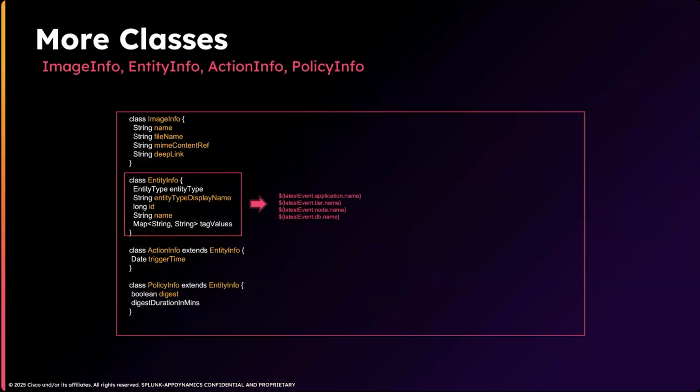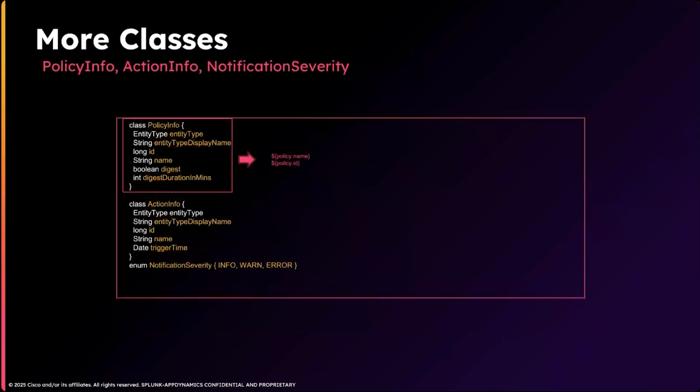We have one more slide on this stuff, which gets into more info classes. There's policy info, action info, notification severity. If we were going to use the policy info class, the base name would be policy, and then policy is of type policy info. So you can see there, policy.name, policy.id, it could be policy.digest, it could be policy.entity type display name, which is a string. So that's sort of how these templating variables work. They're kind of nested in there, and you have to point to the right one to get the value out of it.